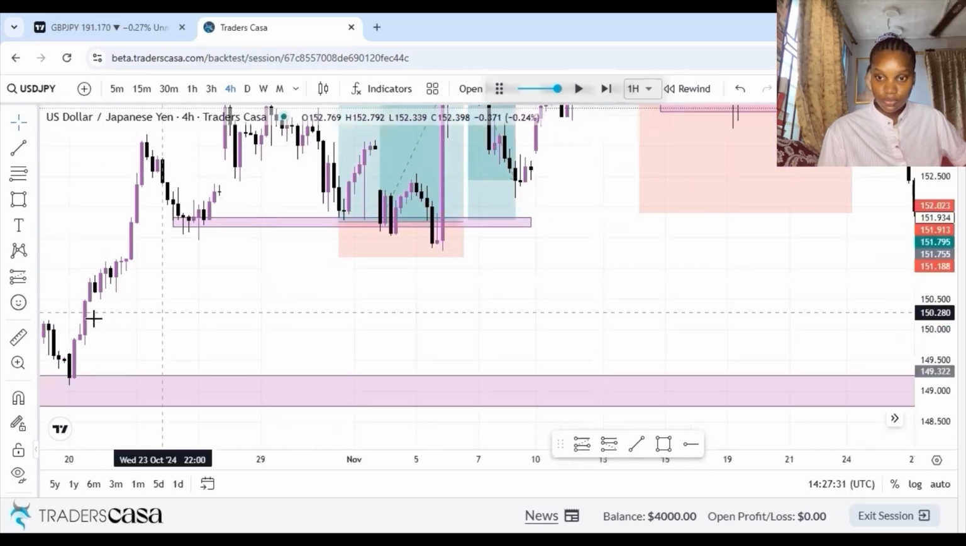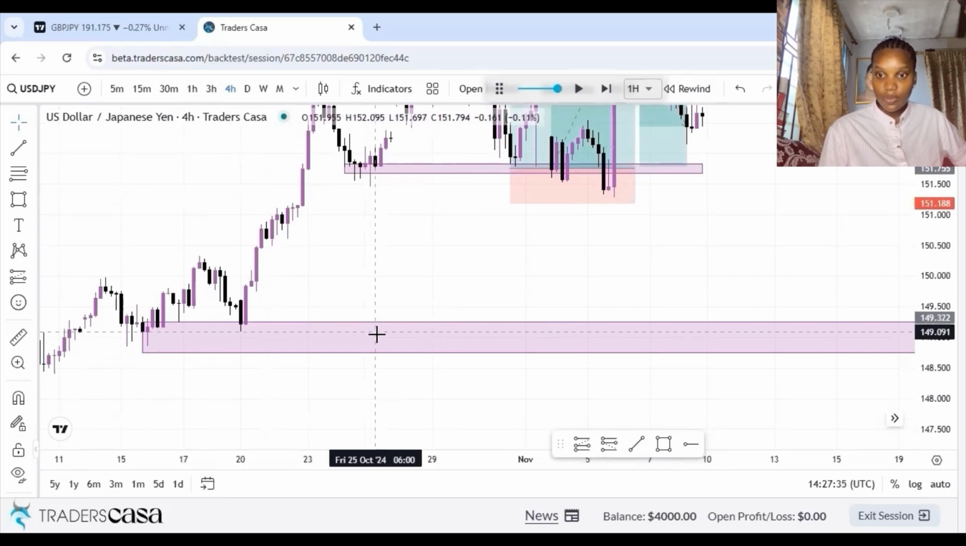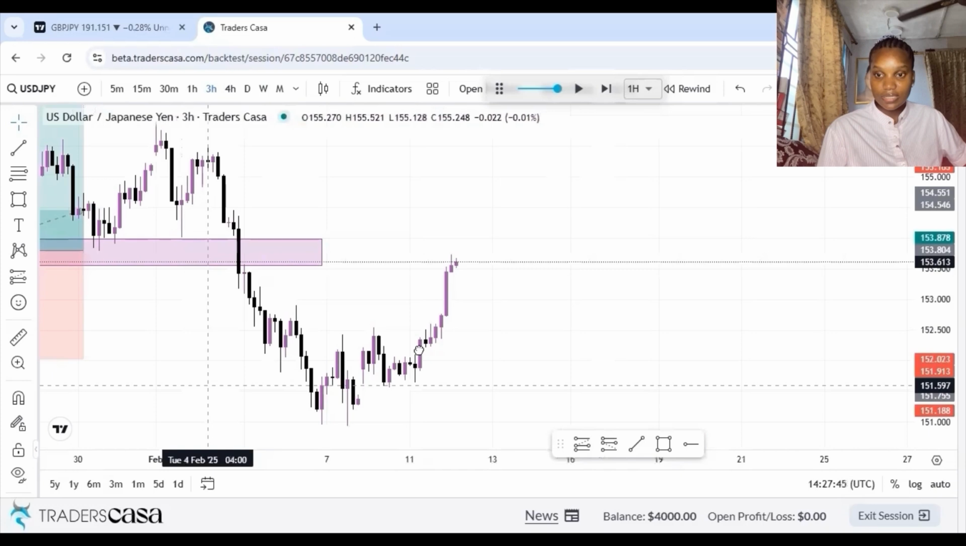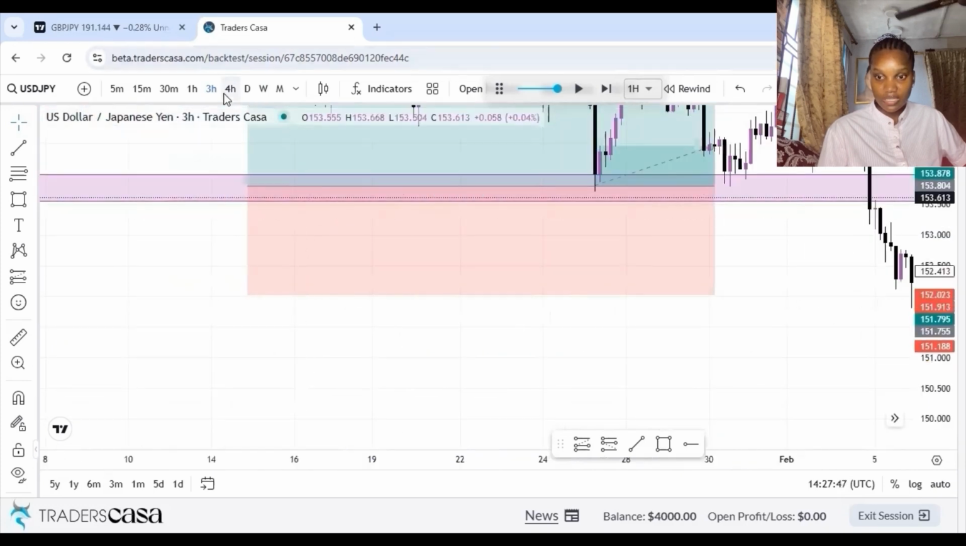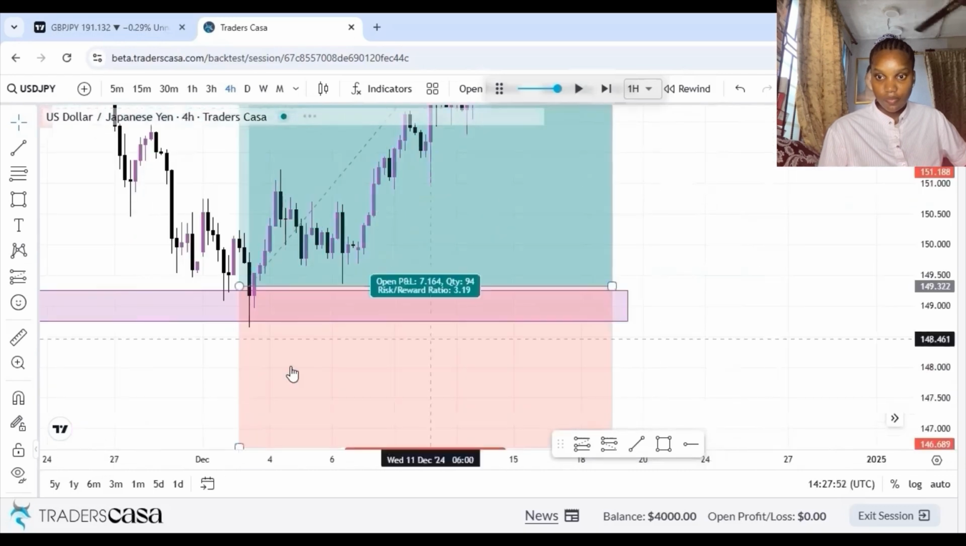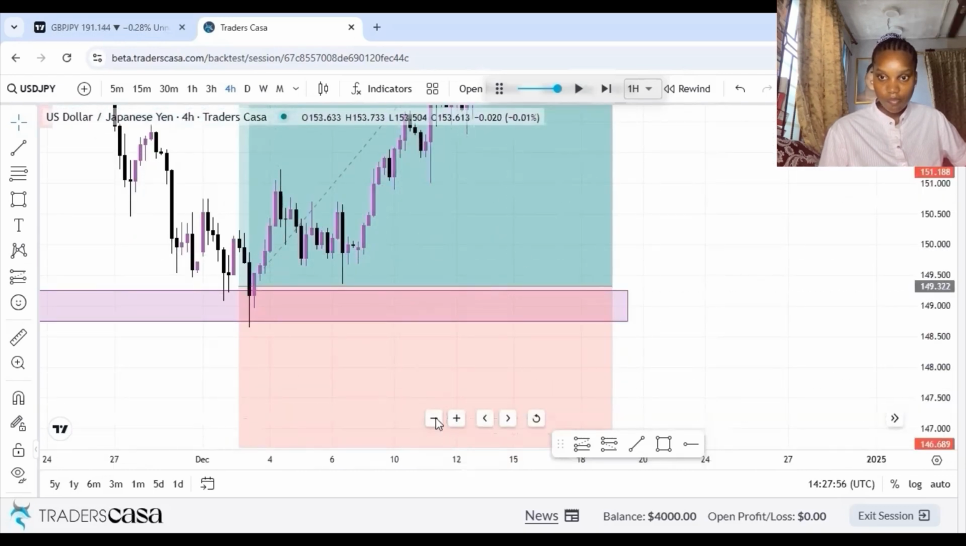Then there was this position I had before in mind. Okay, I'm expecting price to come to this zone, right? Then I'll take my buy from there. Let me go to the 4 hours time frame. I think this was it here. I'll take my buy from, and that happened.